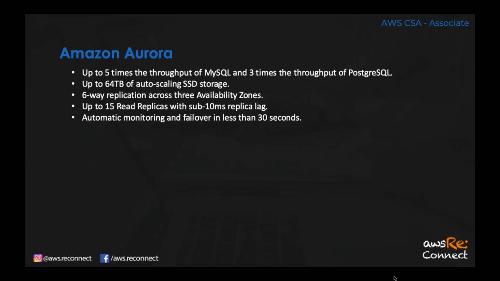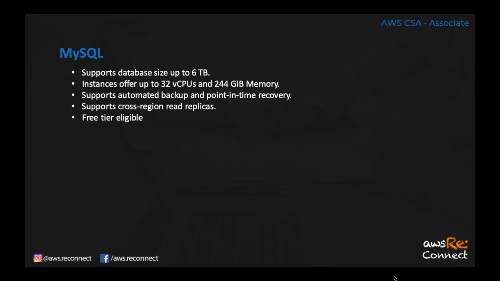Then we have MySQL, which supports size up to 6 terabytes, and instances offer up to 32 CPUs and 244 GB of memory. But if you look in the AWS console currently, you will find 768 GB of memory also. So new instances have come up which support much more RAM. It also supports automatic backup and point-in-time recovery. So it will automatically keep a backup copy of your database, and you can restore your database to any point from those backup snapshots.